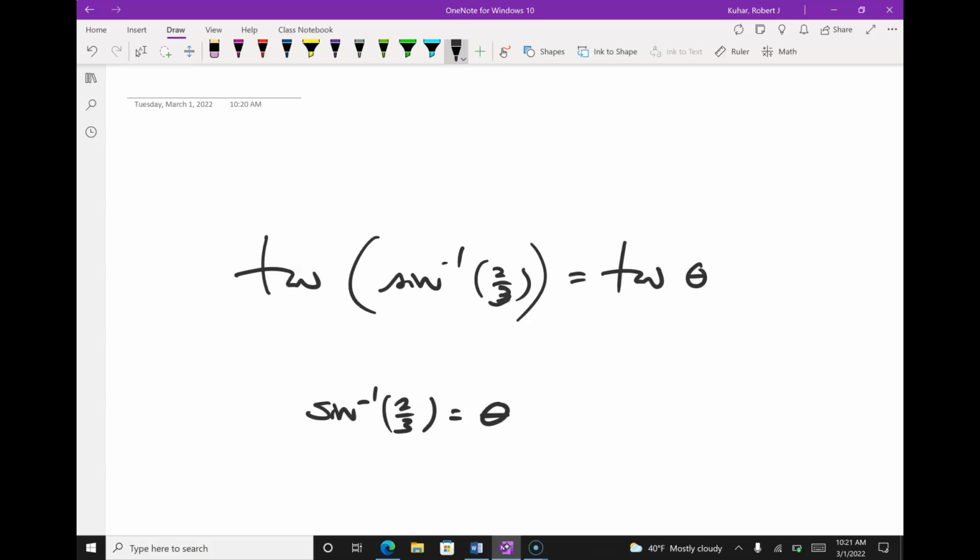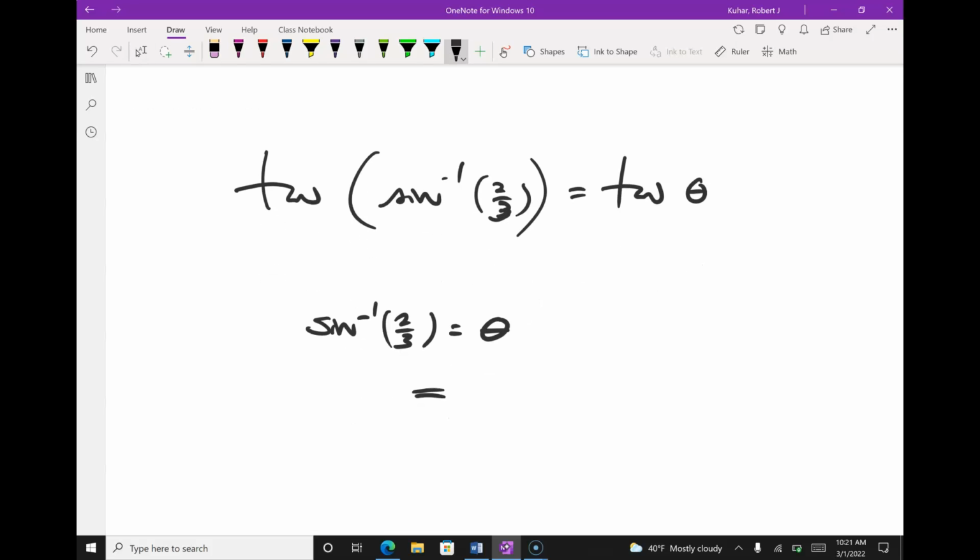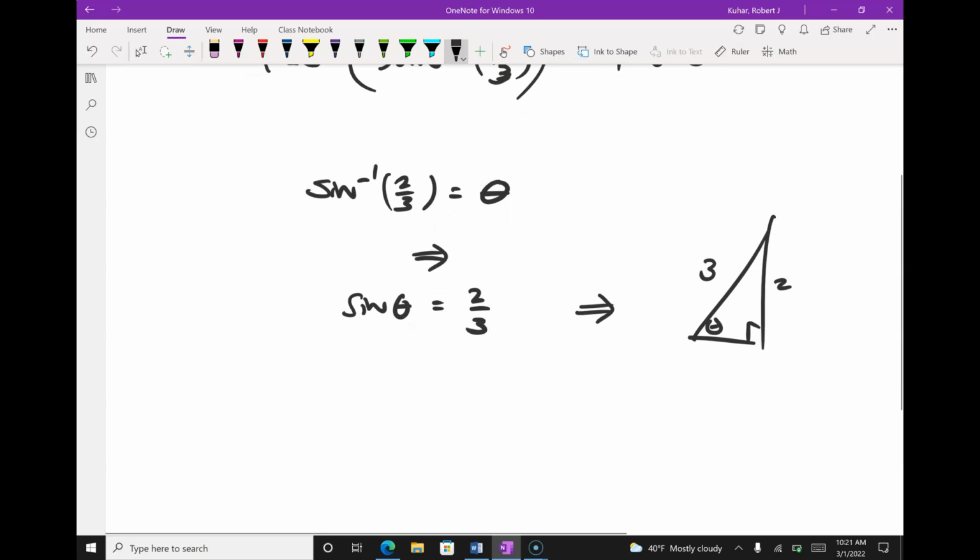If I only had a triangle, I could answer it right away. But I see an inverse trig, which means I see a trig. So inverse sine of 2/3 gives me sine of theta is 2/3. And now I have a triangle, right? 2 is my opposite side, 3 is my hypotenuse, and the other side is what? A squared plus 2 squared equals 3 squared. It's square root of 5, yes?